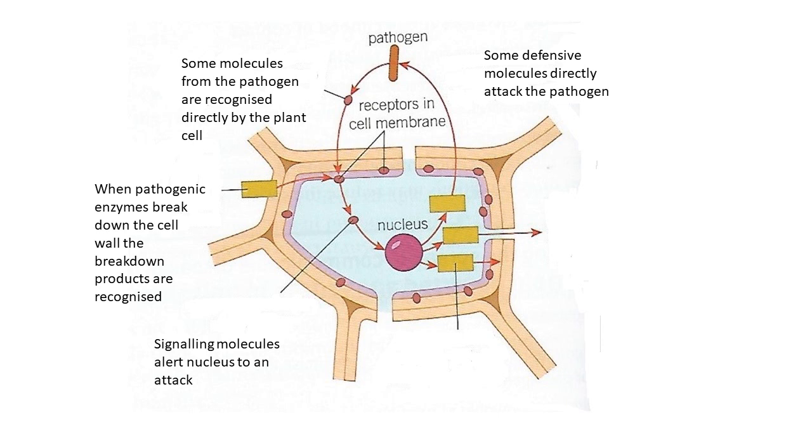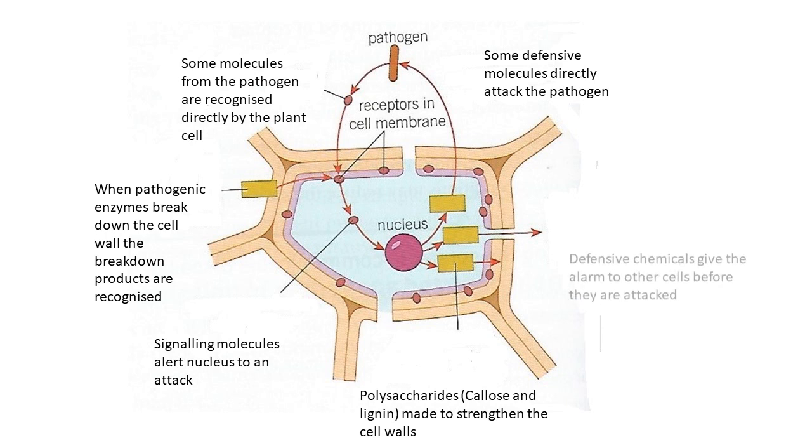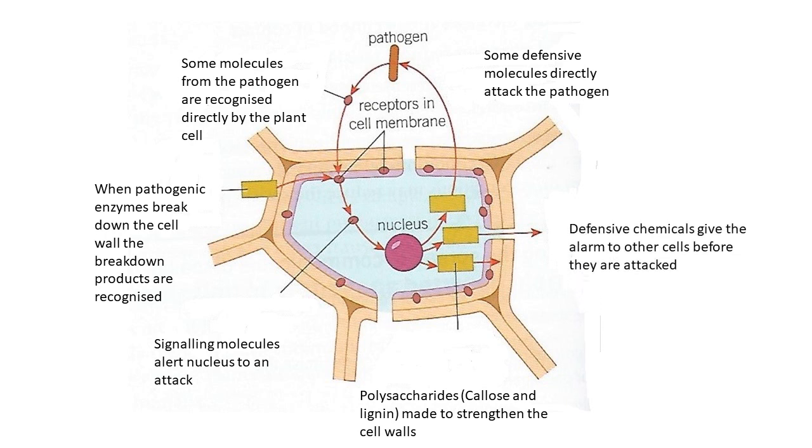So for example, it could produce an antibacterial chemical or some kind of toxic molecule which should hopefully slow down the pathogen. It can also produce things like polysaccharides such as callose and lignin to try and strengthen the walls and make them less penetrable. And lastly, it can produce more defensive chemicals to alert the cells nearby that they need to get ready and start to produce some chemicals and strengthen their walls.